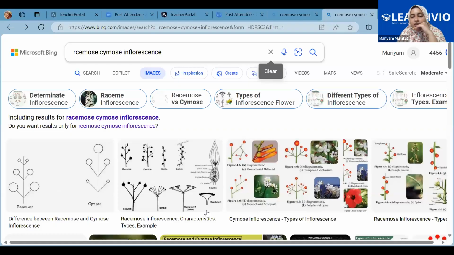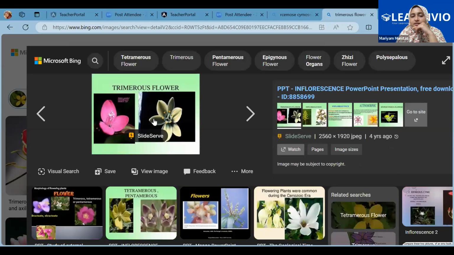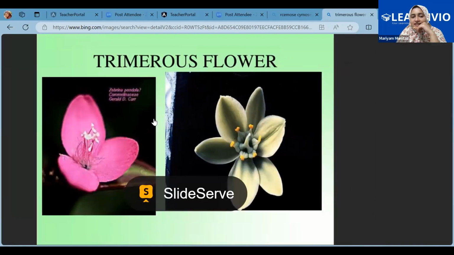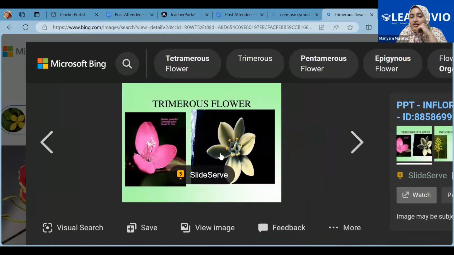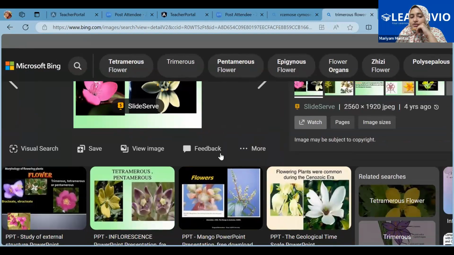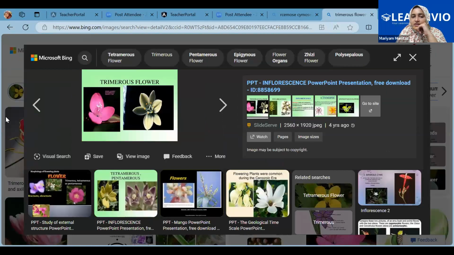See this thing. The flowers will be in multiples of 3. Do you see this? The first flower is having 3 petals only. So this is a trimerous flower. The second flower has 3 petals each, right? 3 here and 3 below. So that is trimerous, meaning here they are in multiples of 3. Clear? So this is the trimerous condition.